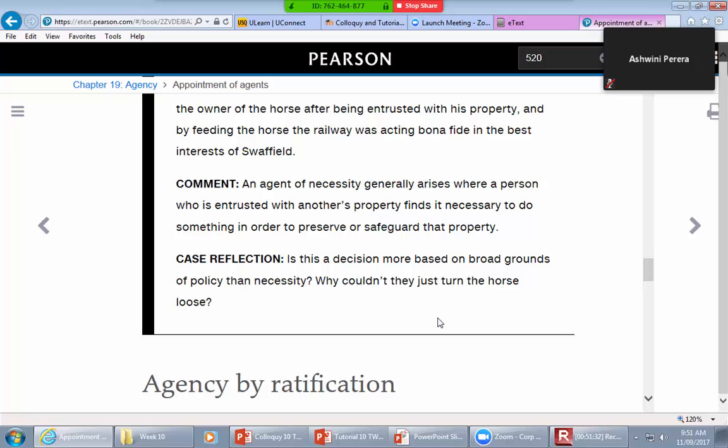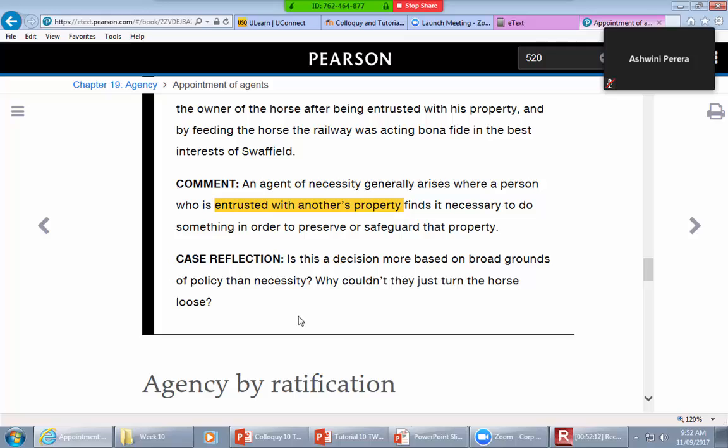So they said an agent of necessity generally arises where a person is entrusted with another person's property. Just to give you an idea of what you would expect an exam question to throw at you in terms of how or where that authority is going to be created. Think of something where someone entrusted someone with a property. It could be a horse, a car, anything. And that person who was entrusted finds it necessary to do something in order to preserve or safeguard that property. Like, let's look at the reflection.